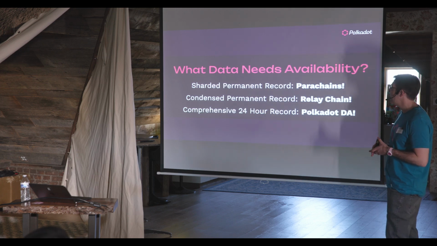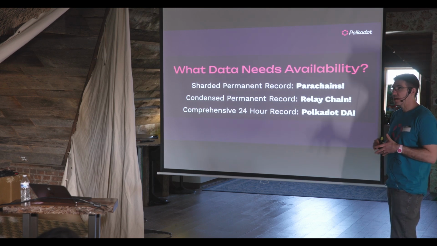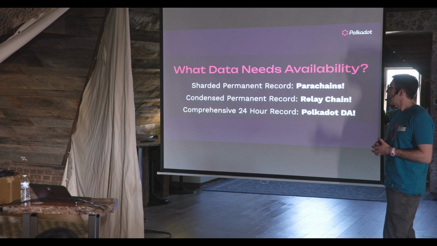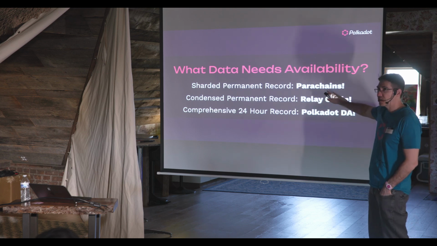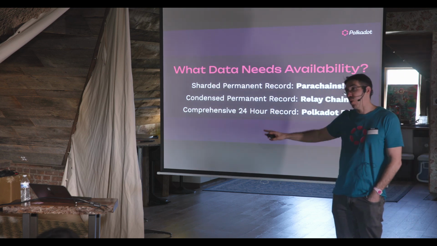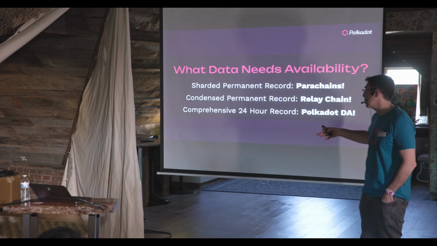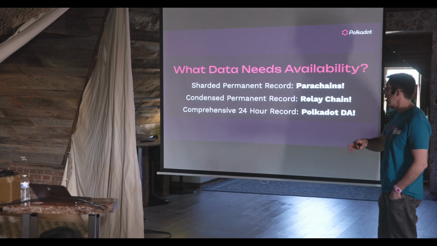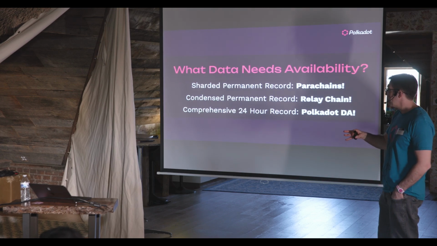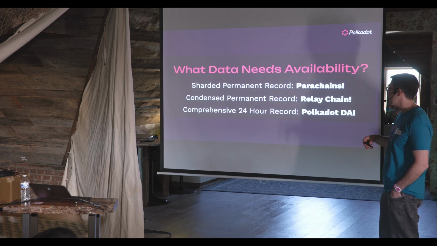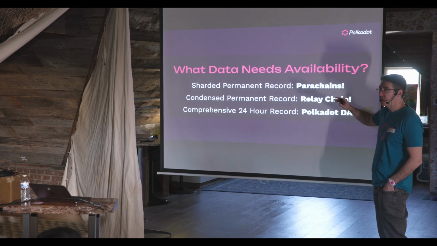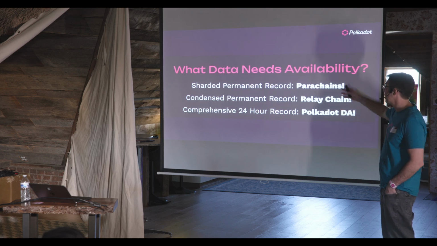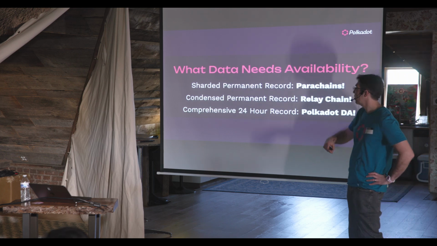So some of this data is kept around. Some of it is not. For the parachains, the data on there is always going to be there. This is, again, very similar to optimistic rollups on Ethereum with danksharding. Again, the time period is a little bit different, but similar idea here: the L2 chains are going to keep their data, just like the parachains will keep their data. It's the sharded permanent record.